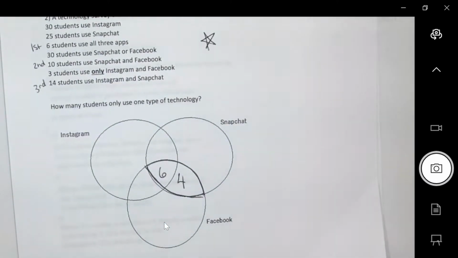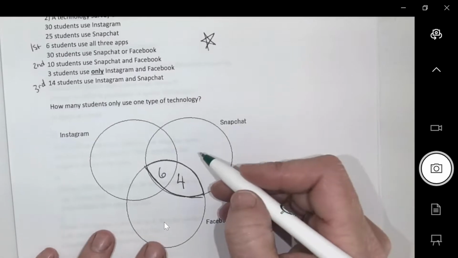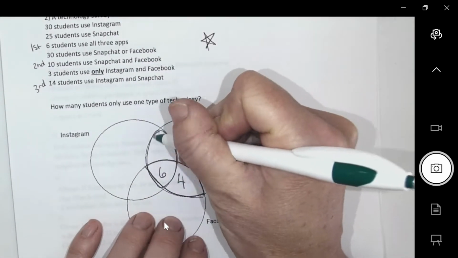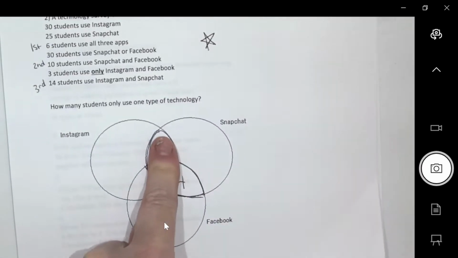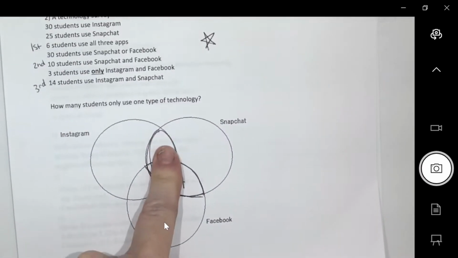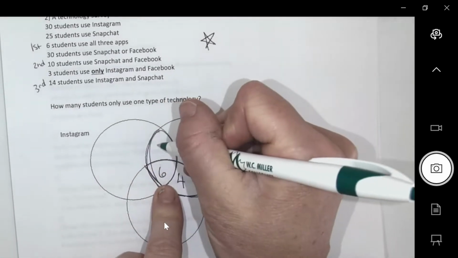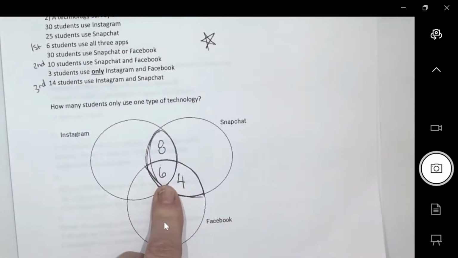Okay, I'm going to do this one third. 14 use Instagram and Snapchat. Instagram and Snap. So now I'm looking at this overlap. So there's 14, but I already have 6 in there. So now I'm going to put 8.